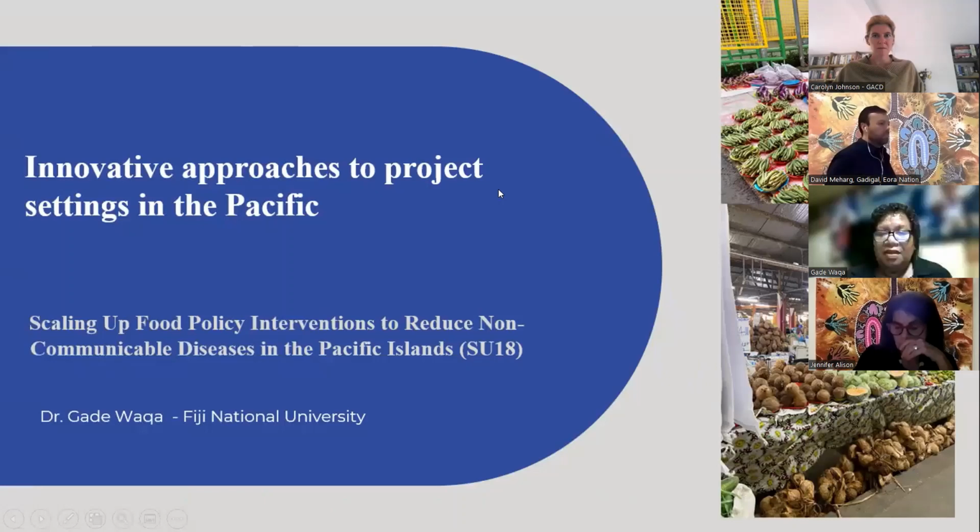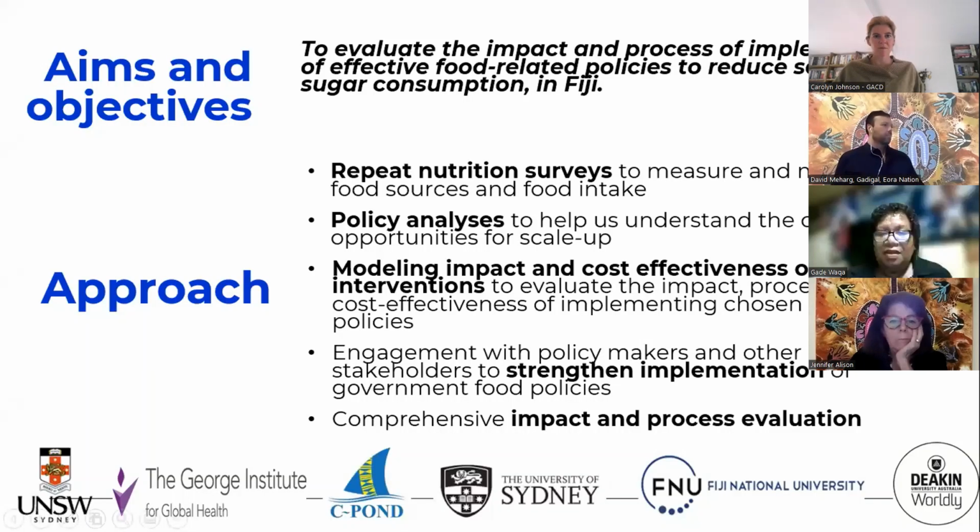In this one, we interviewed policymakers across governments, as well as representatives from CSOs. We did modeling of impact and cost effectiveness of interventions to evaluate the impact, processes, and cost effectiveness of implementing chosen food policies. We also engage with policymakers and other stakeholders to strengthen the implementation of government food policies, and a comprehensive impact and process evaluation. So I'll be taking you through some of the work we've done and share some strengths and challenges as well.